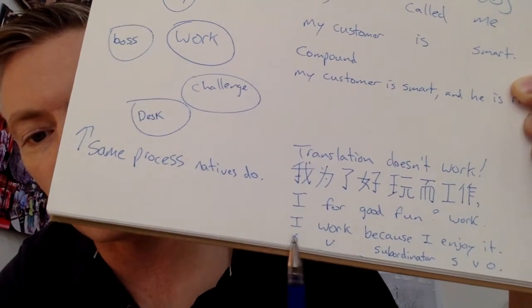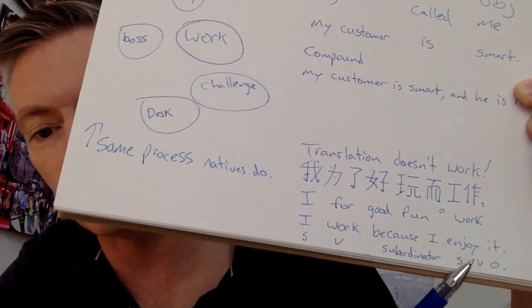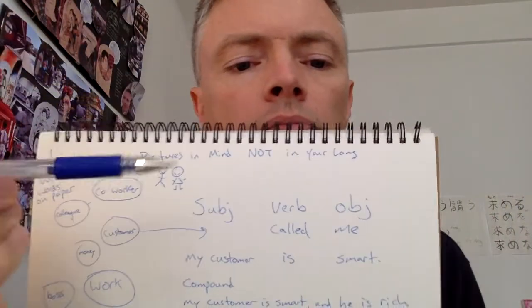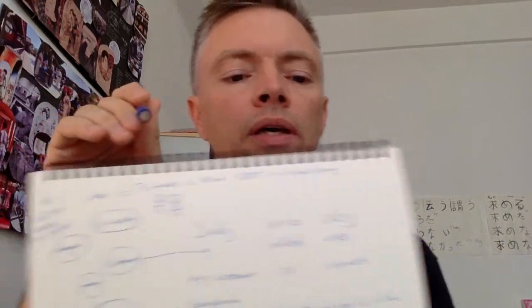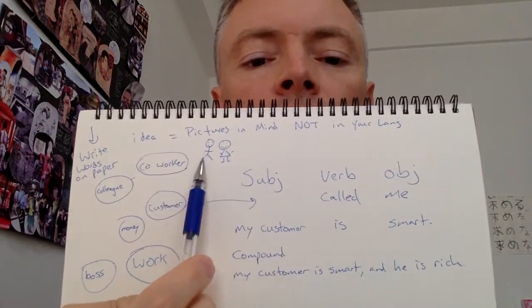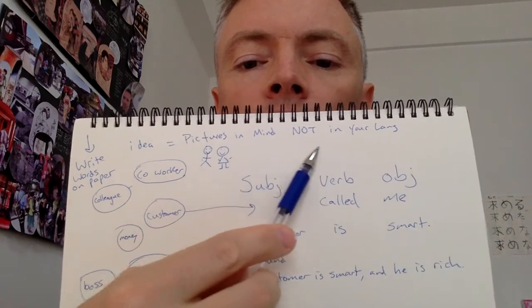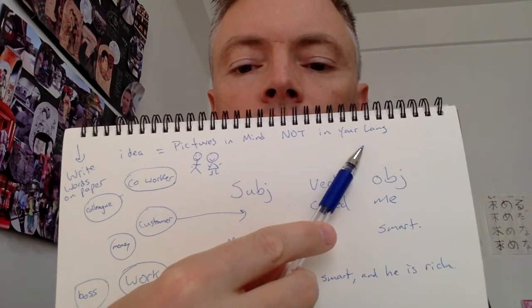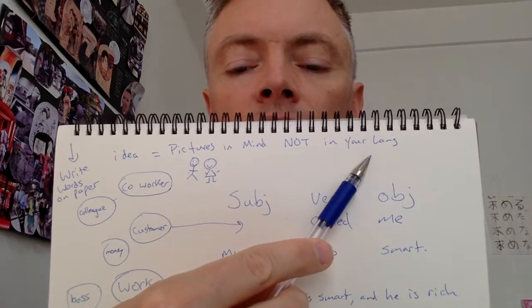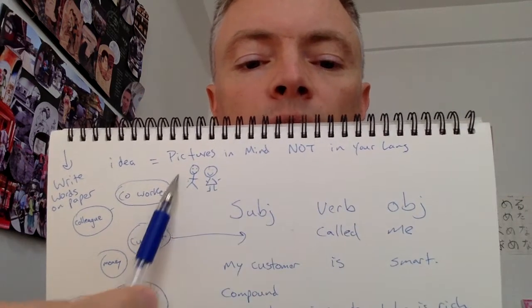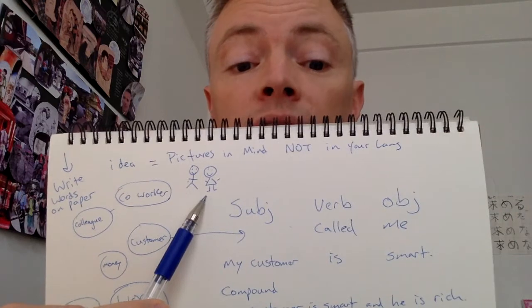Well, you can see this. I work because I enjoy it. Well, that's fluent. Why? Let me show you. What you need to do is start with the picture of the thing, the idea that you want to say, in your mind, not in your language. So you're not thinking of the words in your language first. You just have the picture of the situation or the idea.